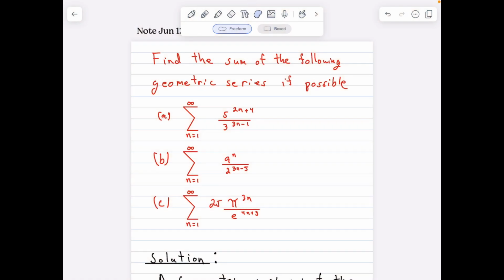Hello everyone. So today we're working on a Calc 2 problem. You're going to find the sum of the following geometric series if possible. So we've got the series from n equals 1 to infinity of 5 to the 2n plus 4 over 3 to the 3n minus 1, which I'll start off with. Then I'll move on to b and c.